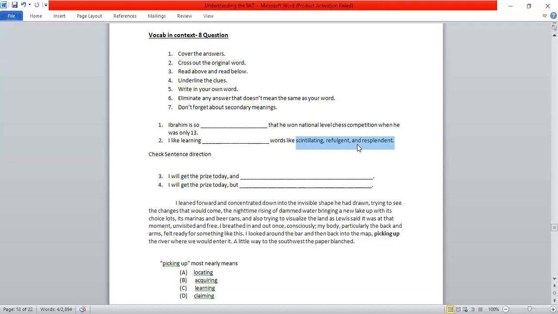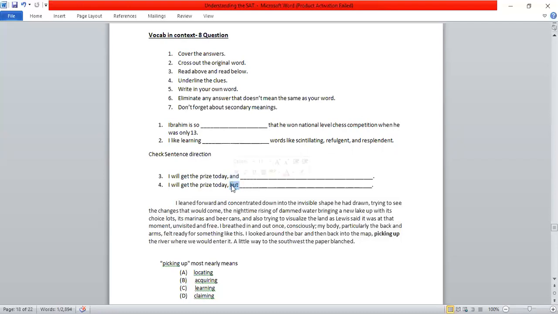Yes. Next, apart from this, we also keep in mind the sentence direction. I will get the prize today. I will get the prize today. Both 3 and 4 say that. And but makes a difference. I will get the prize today, and so we're looking for something like and. We will celebrate something positive, and we will have a party, something positive. Will I say I will get the prize today and I am sad? No, you will not. If you want to say I am sad, you will use but.